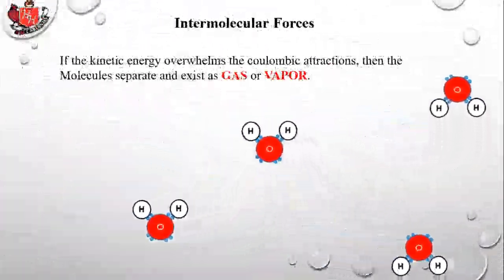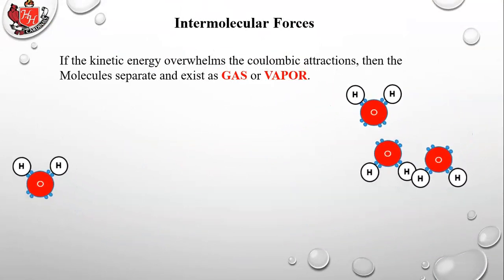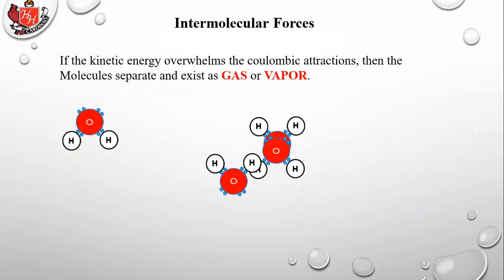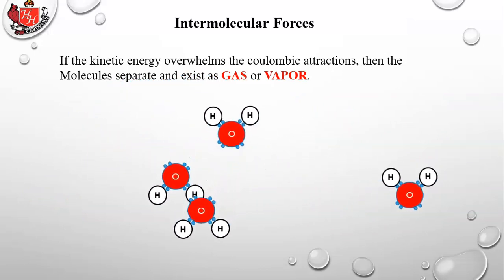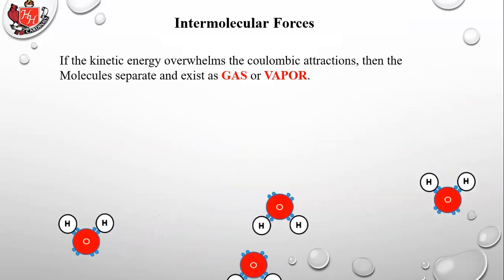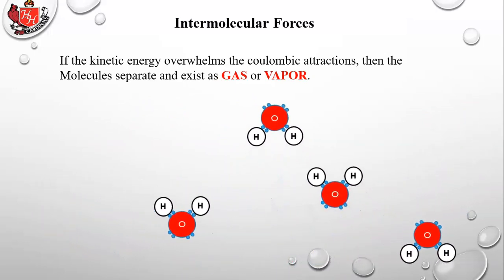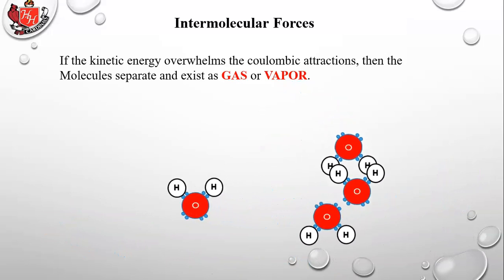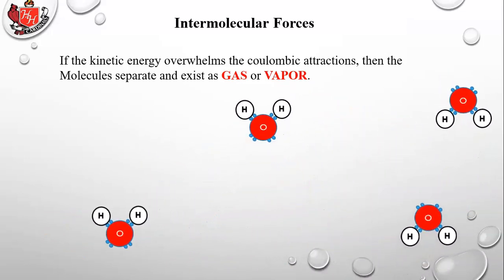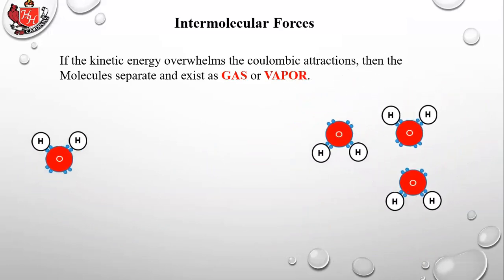If the kinetic energy overwhelms the Coulombic attractions, then the molecules separate and exist as gas or vapor. So this would be water molecules in vapor form or gas form. They're moving around randomly. The reason they're changing directions is they may be hitting other molecules, they may be hitting the sides of a container, or there might be heat coming up from below that's causing them to move about.